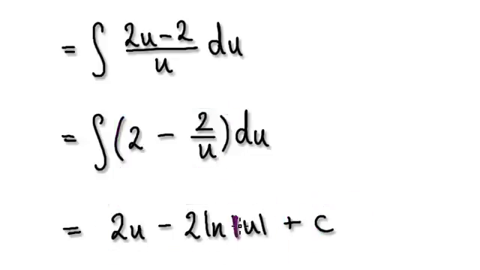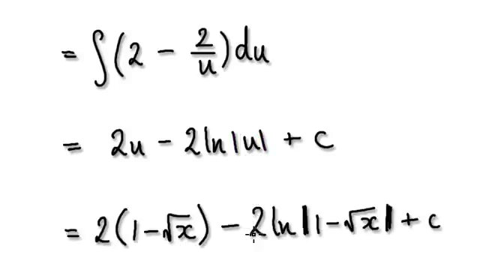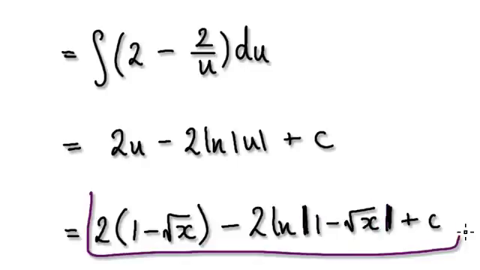It will be an absolute value of u here, and then substitute the u back in. That will give you this. So it's really the absolute value here of this thing here. So your overall answer is this.